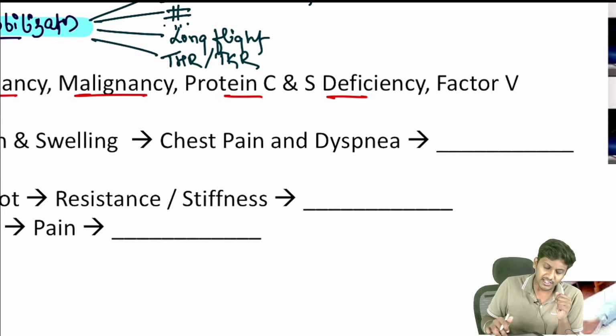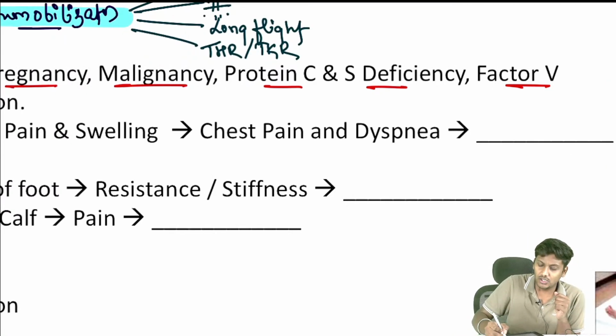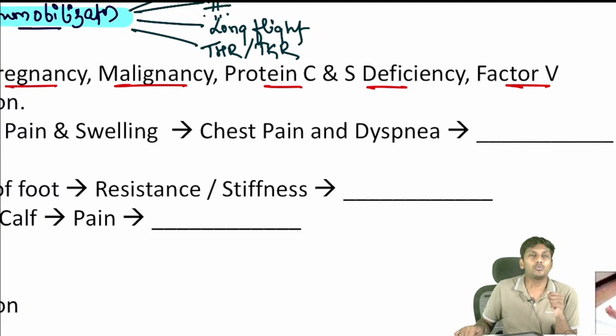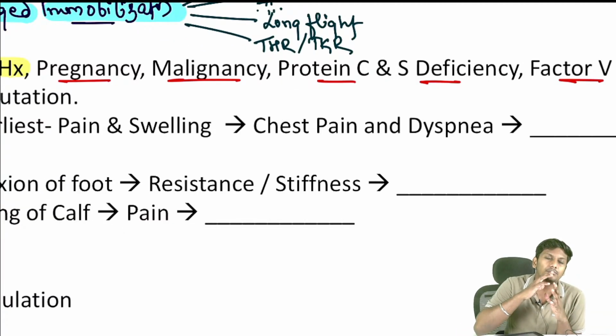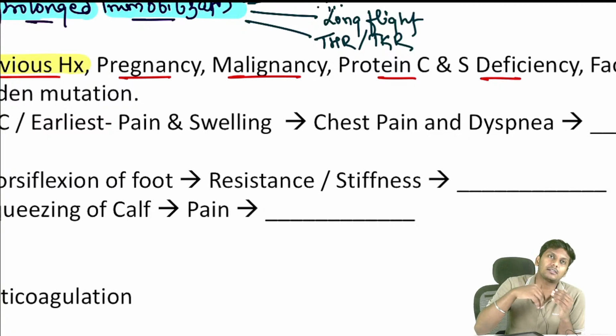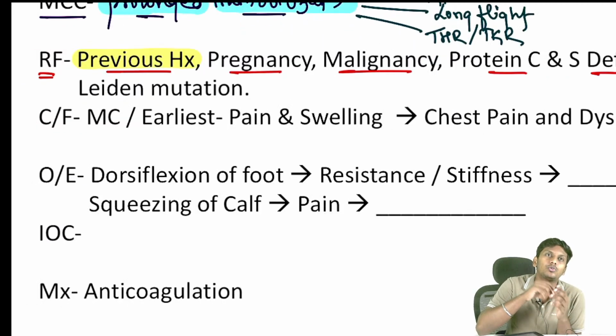Next is factor 5 Leiden mutation. Factor 5 Leiden mutation is actually a genetic mutation due to which the blood is going to become more viscous. There will be hypercoagulability due to actually a mutation in the clotting factor number 5. Okay? That's the important thing. Now, these are the important risk factors that you have to be aware of.